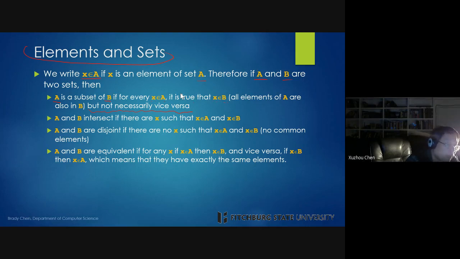If all the elements of A are also in B, and if all the elements of B are also in A, then A and B should be equivalent. At least if A and B are equivalent, then you can say A is a subset of B, that's correct. And B is a subset of A, that's also correct, right? But if both are true, then they should be equivalent.